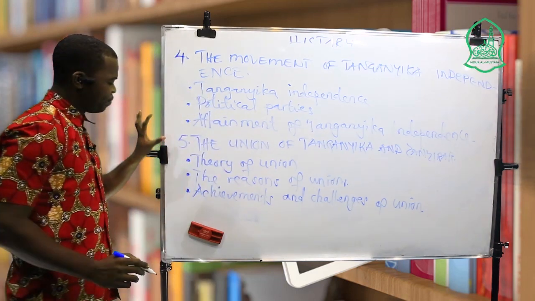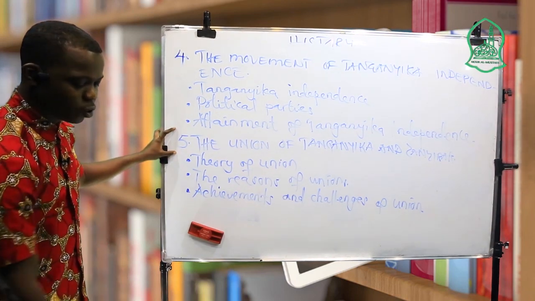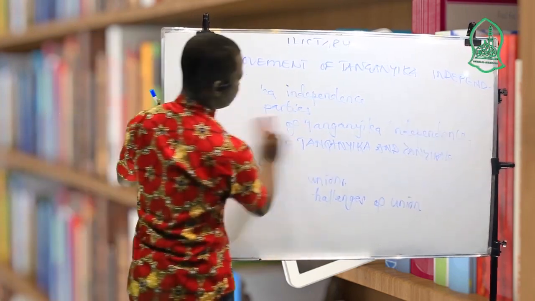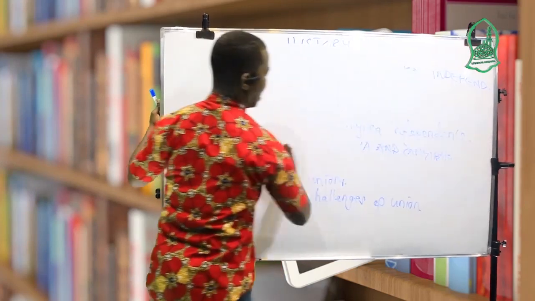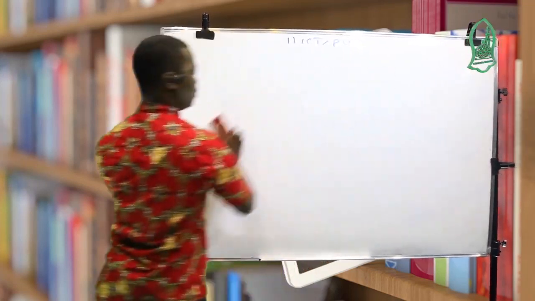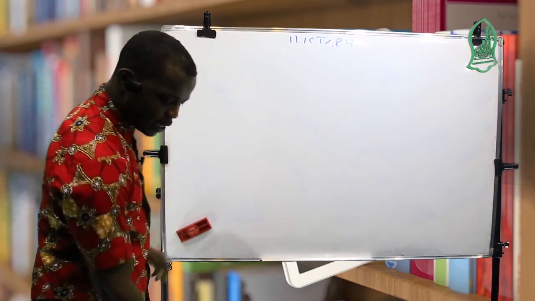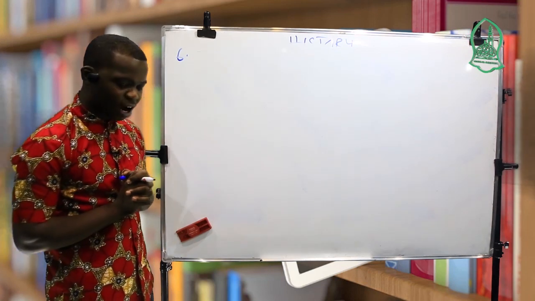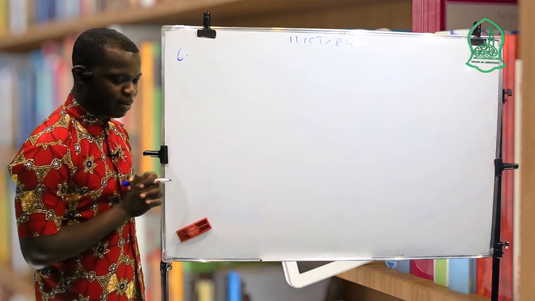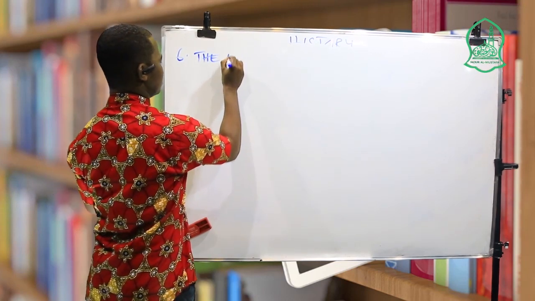After seeing that, the fifth topic, now we are going to see the sixth topic. The sixth topic we are going to learn is known as the liberation of other countries of Africa, such as Ghana, Zimbabwe, and Mozambique. The liberation, this will be the sixth topic.